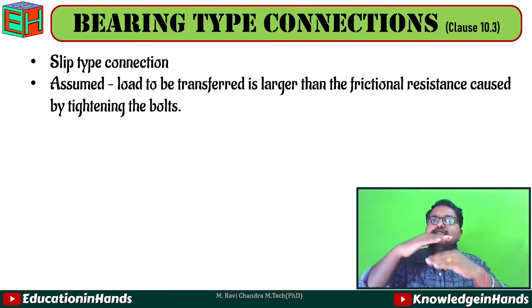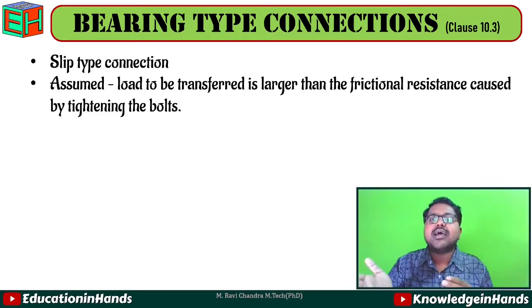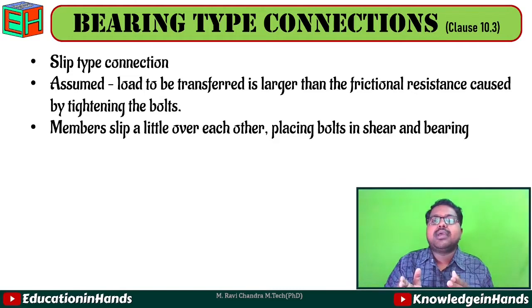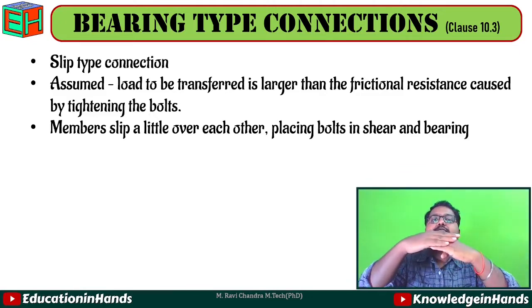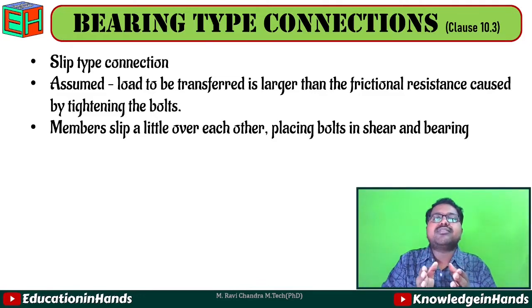Means whenever these two plates are connected with a bolt, the holding capacity of the bolt is less when compared to the external load. Then next, members slip a little over each other, placing the bolts in shear and bearing. So since it is a slip type connection, members will slip one over the other. With that, what will happen? The bolts will experience shear and bearing, which leads to failure in shear and bearing.